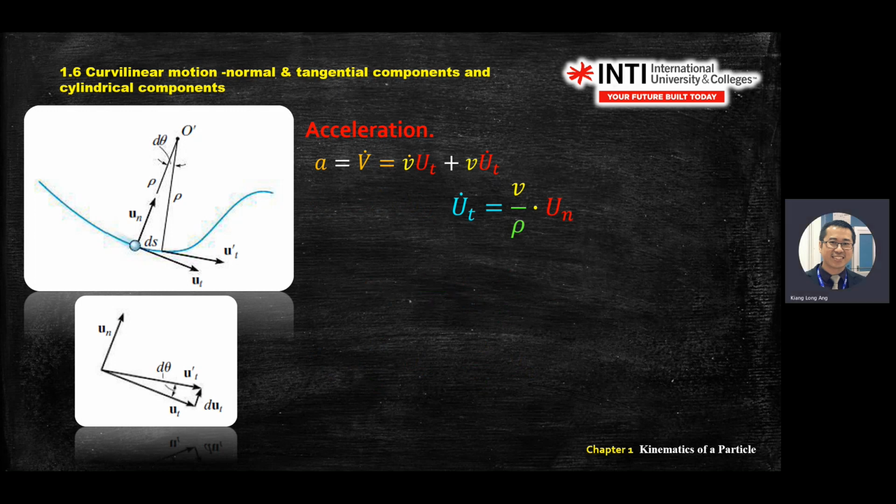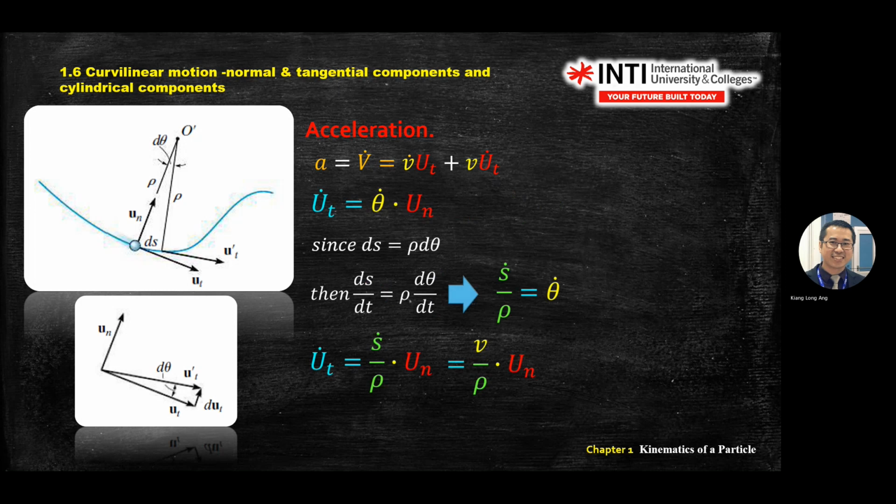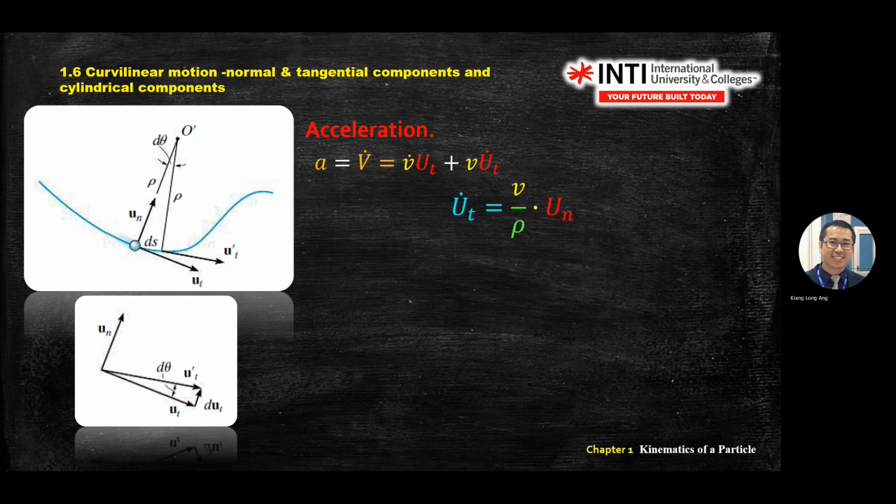You don't need to show the derivation like this one. You need to memorize it and then straight away use it. For curvilinear motion, it's very easy. It's only two equations only. Okay, derivation: just now I showed you this one equal to this one. I showed you this one already.